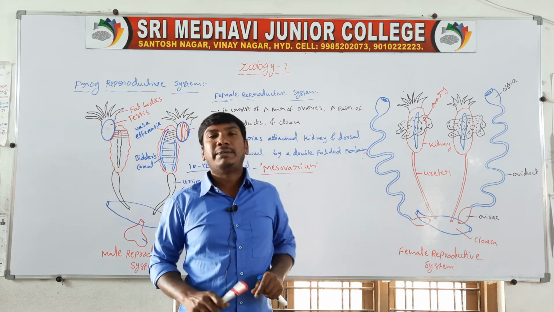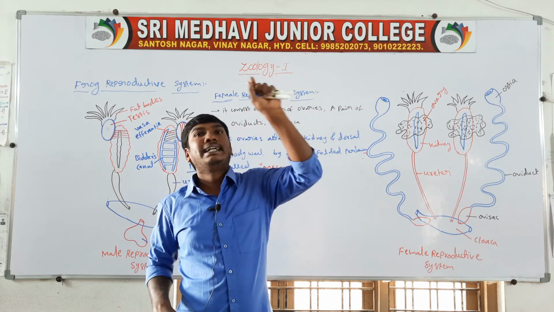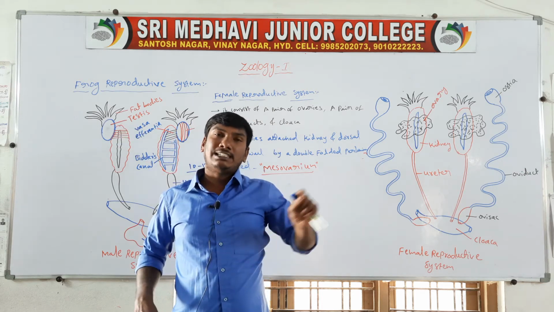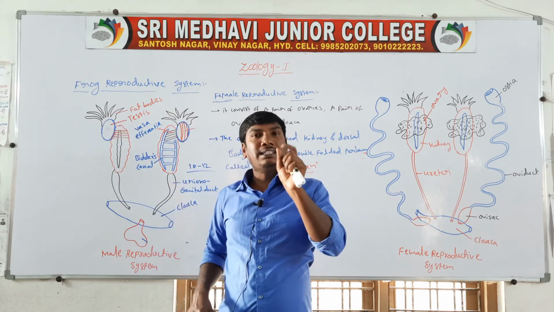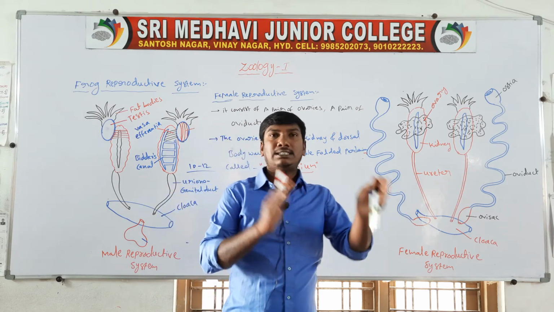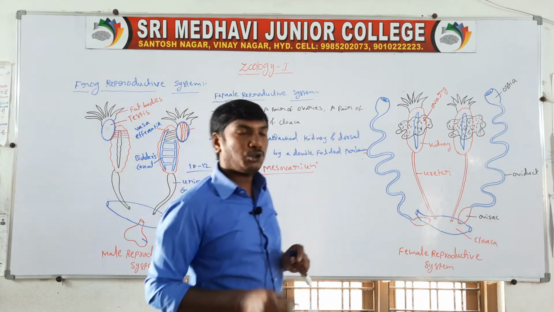Mesoarchium means the testis attaching to the kidneys and dorsal body wall. Next one, mesovarium means the ovaries attaching to the kidneys and dorsal body wall. Mesoarchium and mesovarium, very important 2 marks question.